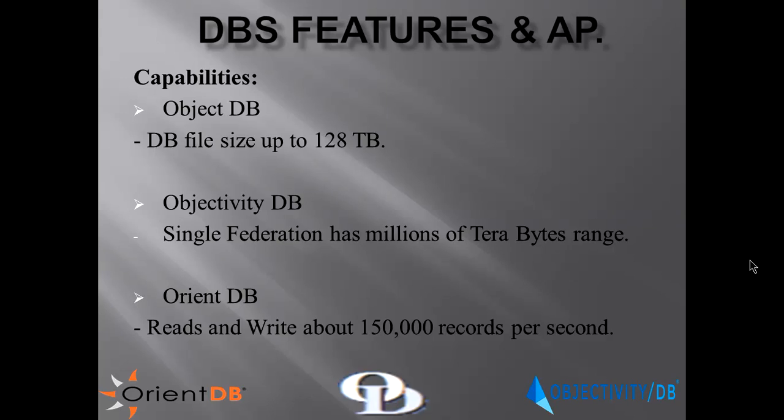Capability. ObjectDB, the DB file sizes up to 128 terabytes. ObjectivityDB, a single federation has millions of terabyte range, while OrientDB reads and writes about 150,000 records per second.